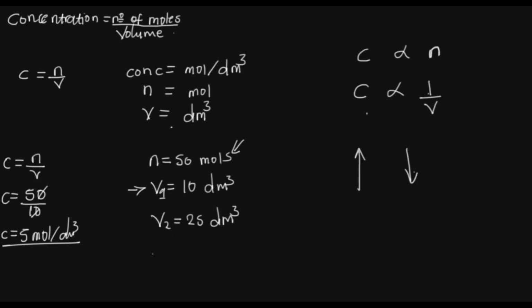Now let's say we have the second concentration. Concentration is equal to number of moles over volume. The number of moles will just stay the same, so we use the 50, but now the volume has increased from 10 to 25. So 50 divided by 25 is 2 moles per cubic decimeter. So what this means is, for the first, per 1 cubic decimeter there are 5 moles of solute. Then for the second, per 1 cubic decimeter there are 2 moles.